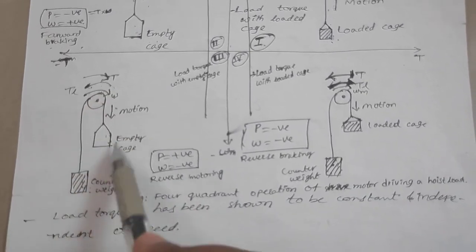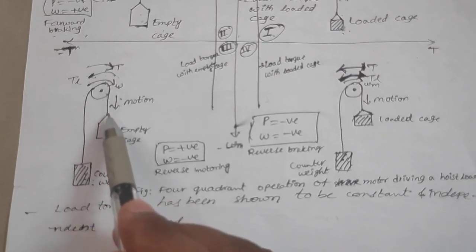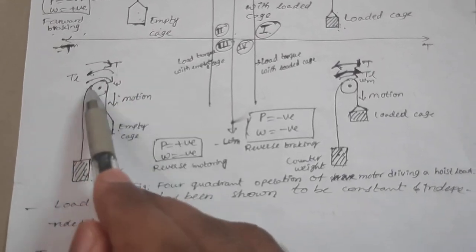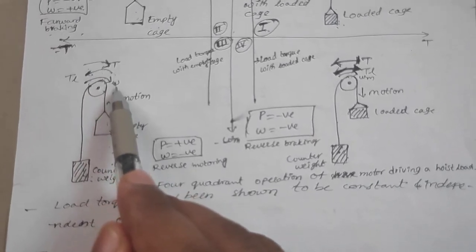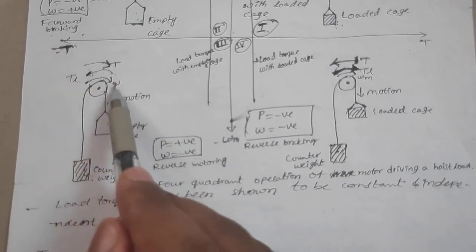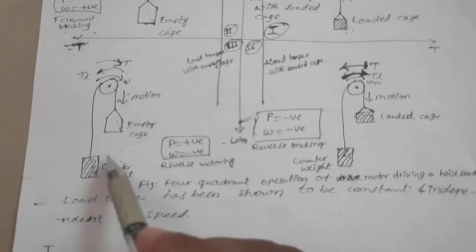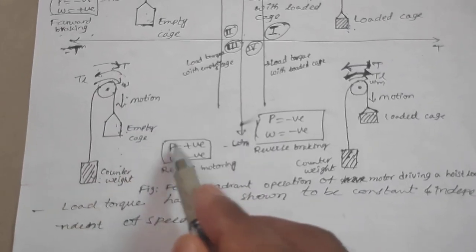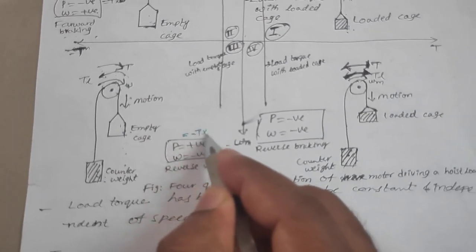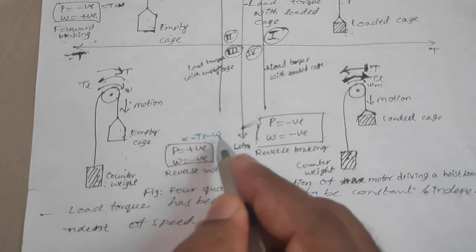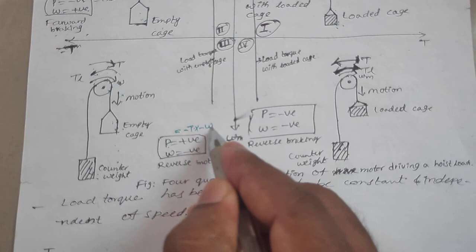Now if you see the position of this drive, what is the power? Power P is equal to T into omega. Now T is in the clockwise direction, omega is in the clockwise direction. The conventional direction is counterclockwise. When both speed and torque are in the counterclockwise direction, that is positive. Now both are reversed. That's why here power P is equal to minus T into minus omega. Hence it will become plus, right?